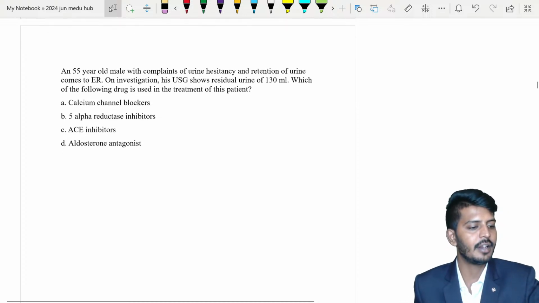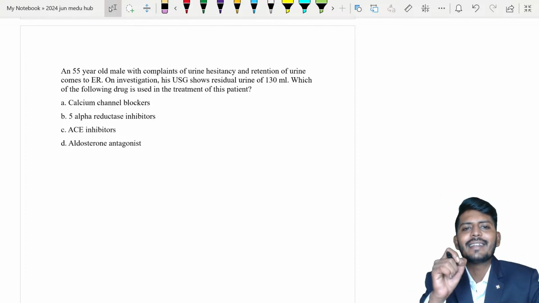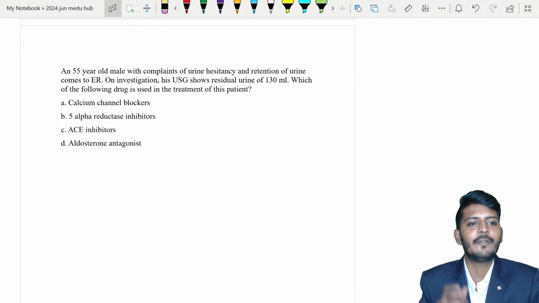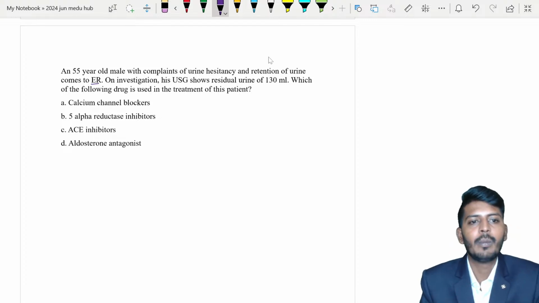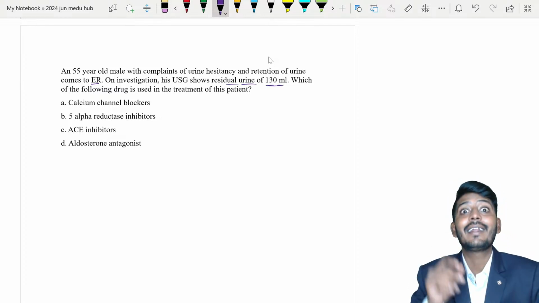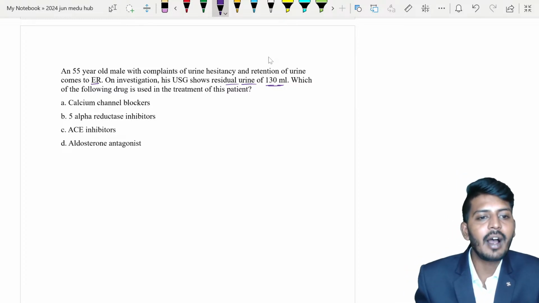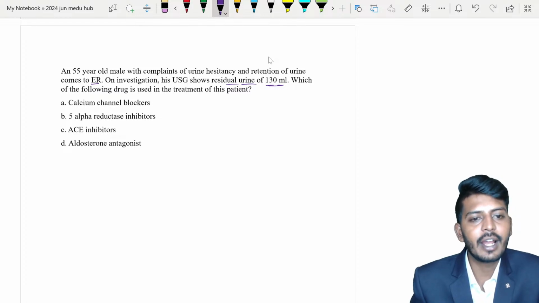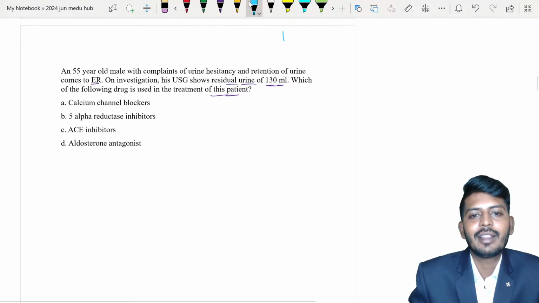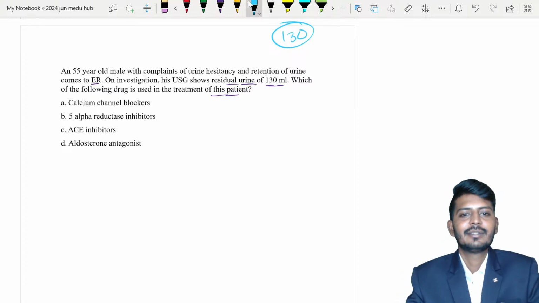Okay, chaliye sir, answer karo ye question ko. A 55-year-old male with complaints of urine hesitancy and retention of urine comes to the emergency room. On investigation, ultrasound showed a residual urine of 130 ml. Dhyan do yahan pe kitna hai? 130 ml. Which of the following drugs is used in the treatment of this patient? Okay, chalo pehle ye batao, 130 ml means kitna peg bante hain isme? Batao experts.